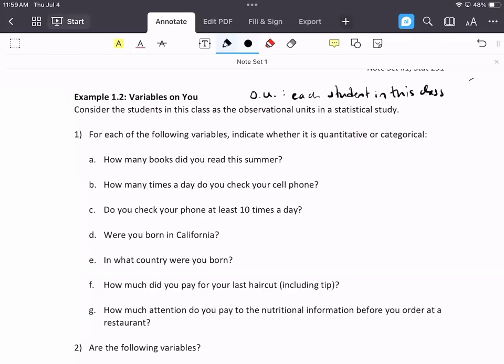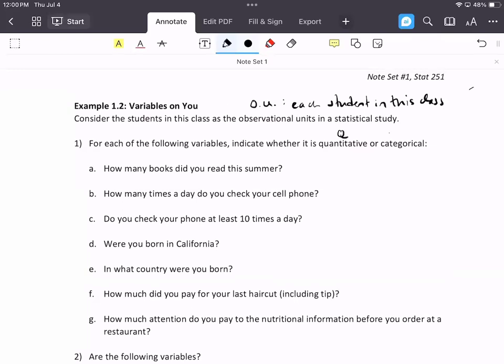Now we're told for each of the following variables under number 1, indicate whether it is quantitative or categorical. We're already told that each of these is a variable, so we don't have to worry about whether it actually is a variable or not. I'm going to use Q for quantitative, C for categorical, and I'm also going to indicate whether it's binary or not binary. On an exam or a quiz, I'll be very clear if I want you to tell me whether it is binary or not for categorical variables.